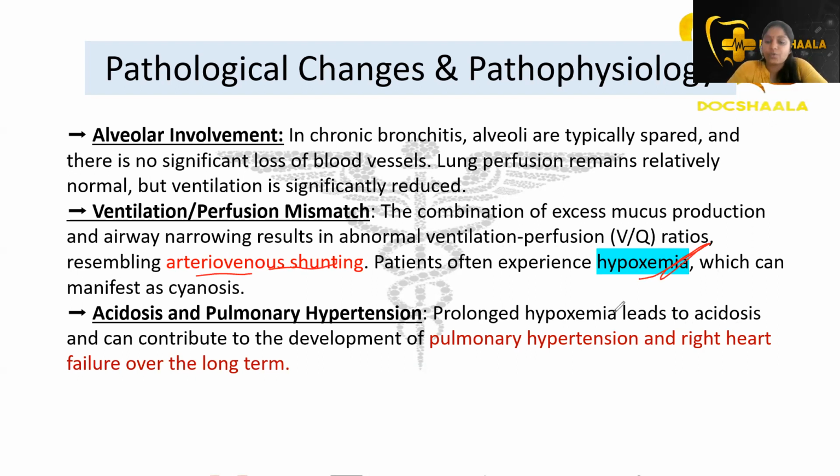Then acidosis: prolonged hypoxemia is decreased oxygen content to the tissues. So prolonged hypoxemia leads to acidosis and can contribute to the development of pulmonary hypertension and right heart failure over the long term.